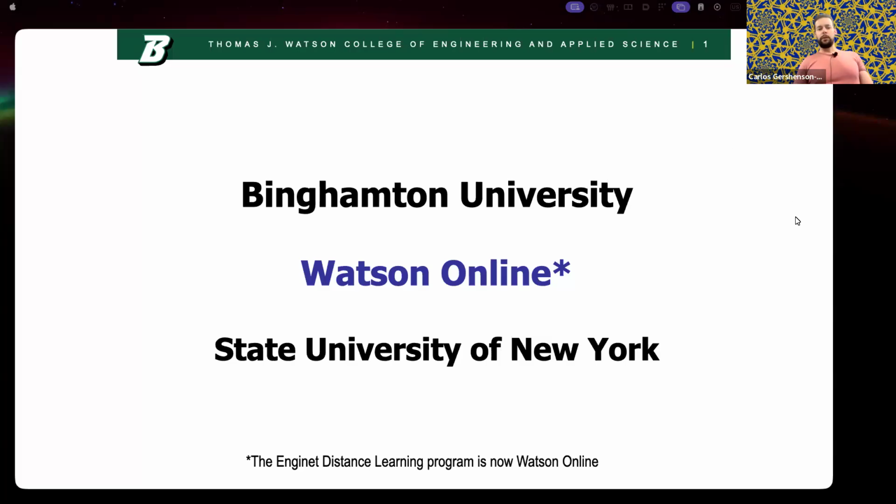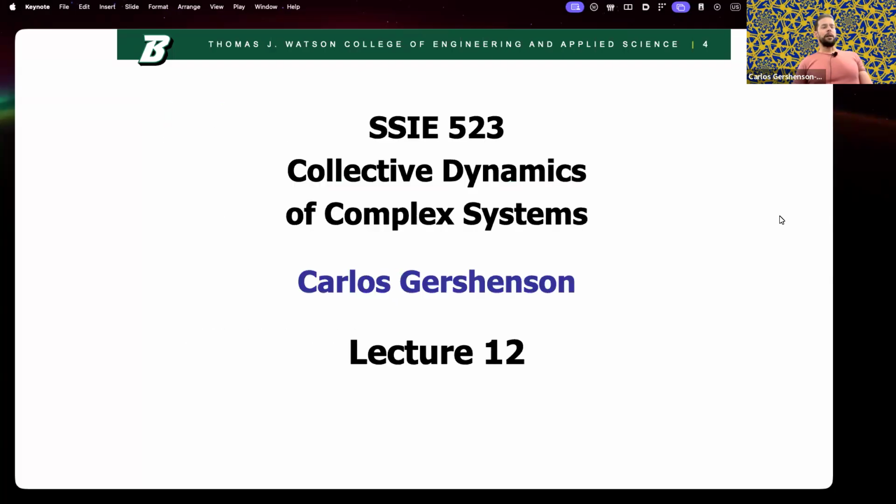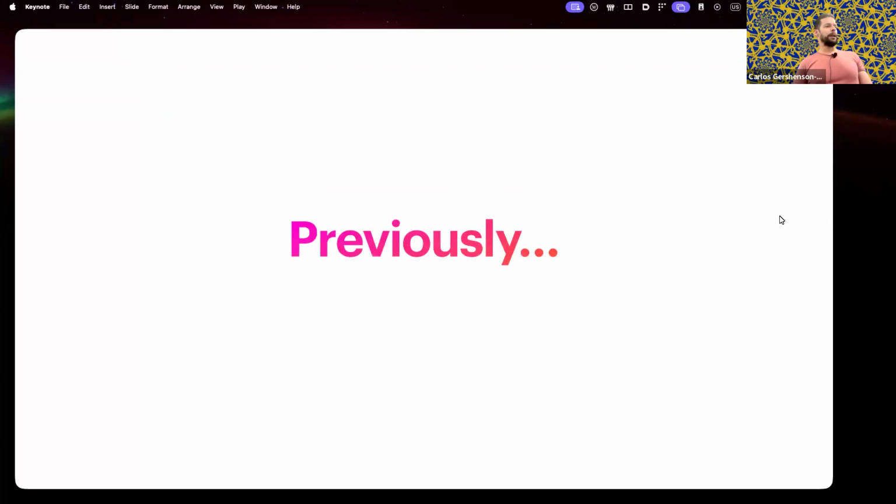Okay, so this will be the last class of the semester. And last week, Hiroki presented agent-based modeling, which is very useful for modeling.